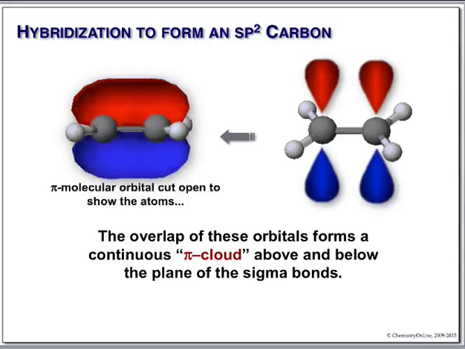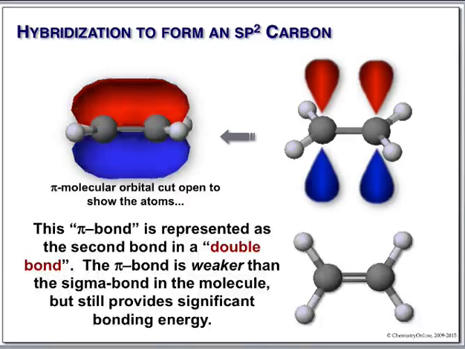This area of electrons above and below the plane is referred to as a pi bond. Pi because it comes from p orbitals. This is called a pi cloud. Electrons are in this pi cloud, once again, above and below the plane of our carbon atoms.